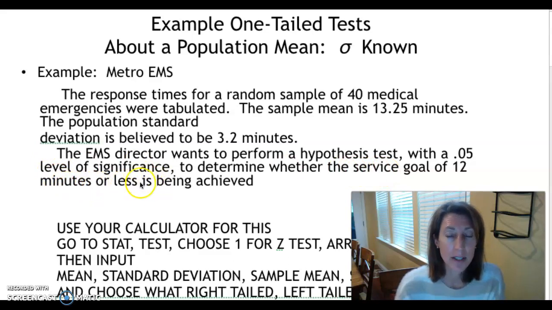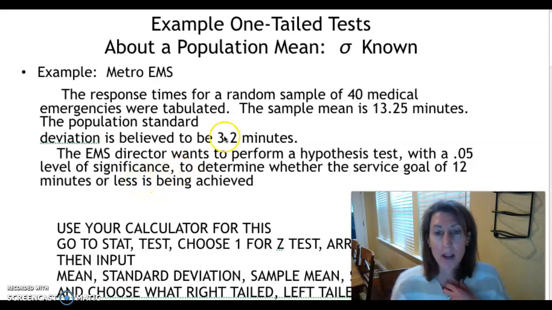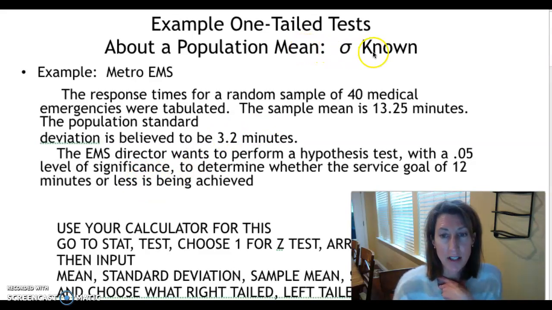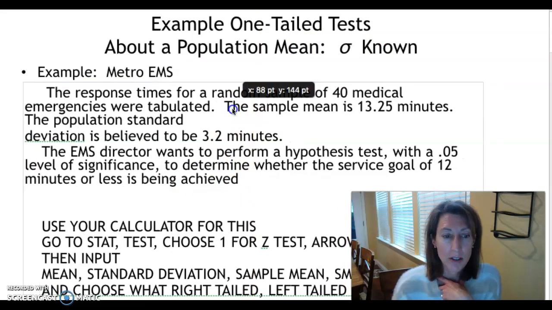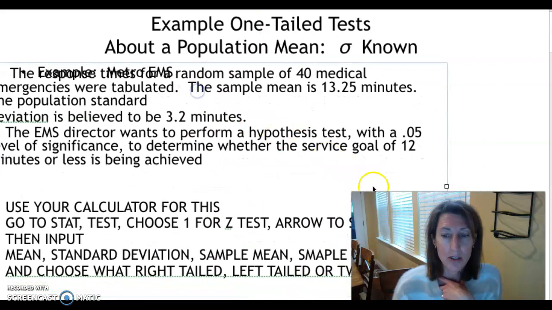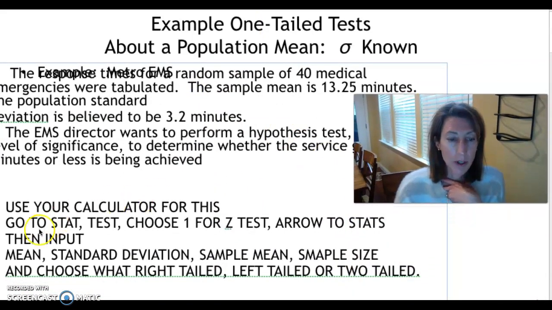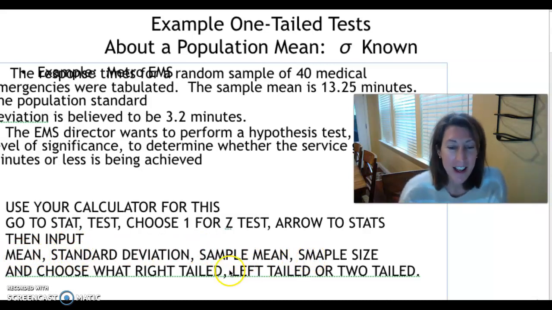Okay, so this is going to help us formulate our hypothesis. By the way, if we know our population standard deviation, see I've got standard deviation known here, we're going to use a z-score. Also, we're going to use the calculator and go to stat, test, and choose one for z-test. This is not interval, it's a z-test. We're going to arrow over to stats, and then input this data: the mean, the standard deviation, the sample mean, the sample size. We're going to choose the tail, left-tailed, right-tailed, or two-tailed, and it'll do it for us.